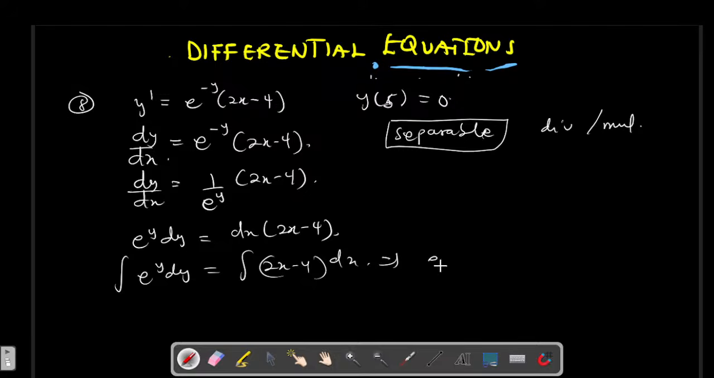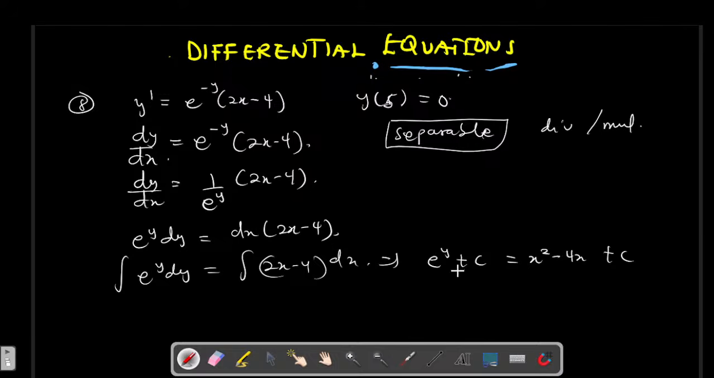So on my left side, I'm going to have e to the power y, then plus c, is equal to, on the right side, when I integrate this with respect to x, I have 2x. The x becomes, 1 plus 1, 2, and I divide through by 2, so that gives me x squared. Then my negative 4 becomes minus 4x. That's simple integration, okay, plus c.